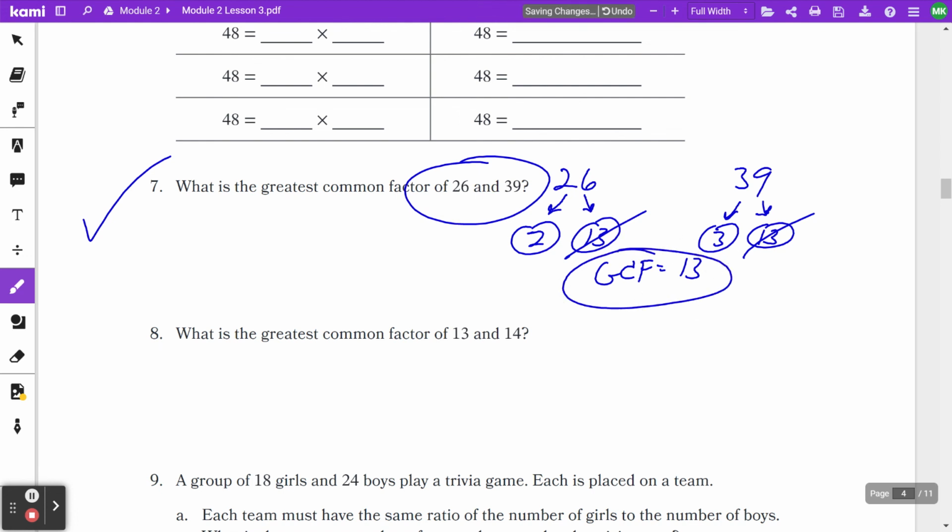Just like that. So instead of listing every factor and then trying to find the ones they have in common, and if you miss one, it's a big pain in the neck, just do the prime factorization and you're in great shape. Okay, so that's the deal.